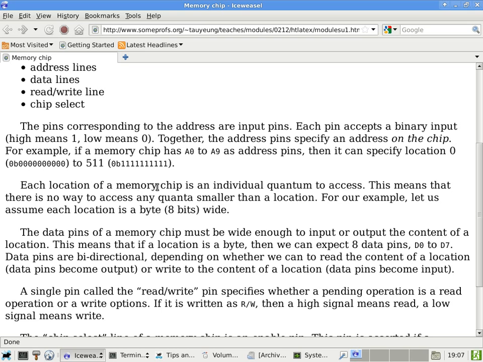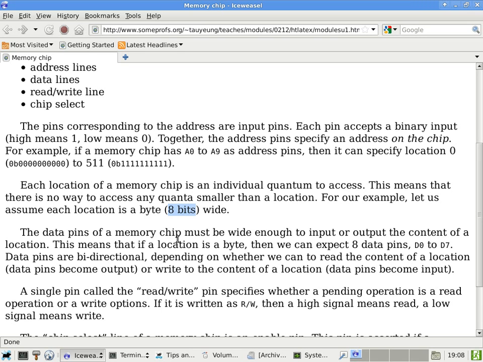Each location of a memory chip is an individual quantum to access. In other words, if 0 is an address, if 1 is an address, then each address will give me a particular quantum of data. It is the smallest unit of data that I can get out of the memory chip. In this case, I'm using an 8-bit memory chip. In other words, every time I specify an address, the memory chip can retrieve exactly 8 bits and present it on the data bus for me to read.